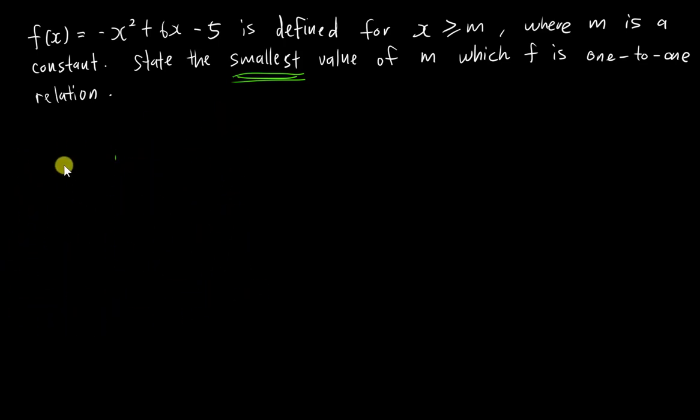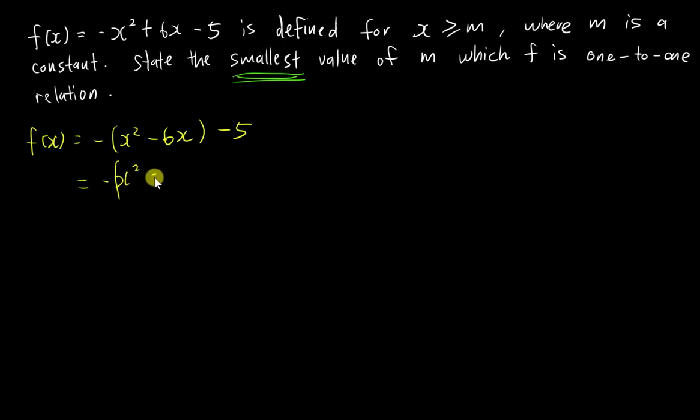There are two ways you can do this. You can complete the square, or you can do dy/dx, or maybe I show you both. I do the completed square first. So f(x) equals, I factorize out the negative, so I get negative of x squared minus 6x plus 5. If I complete the square here, I will have x squared minus 6x.